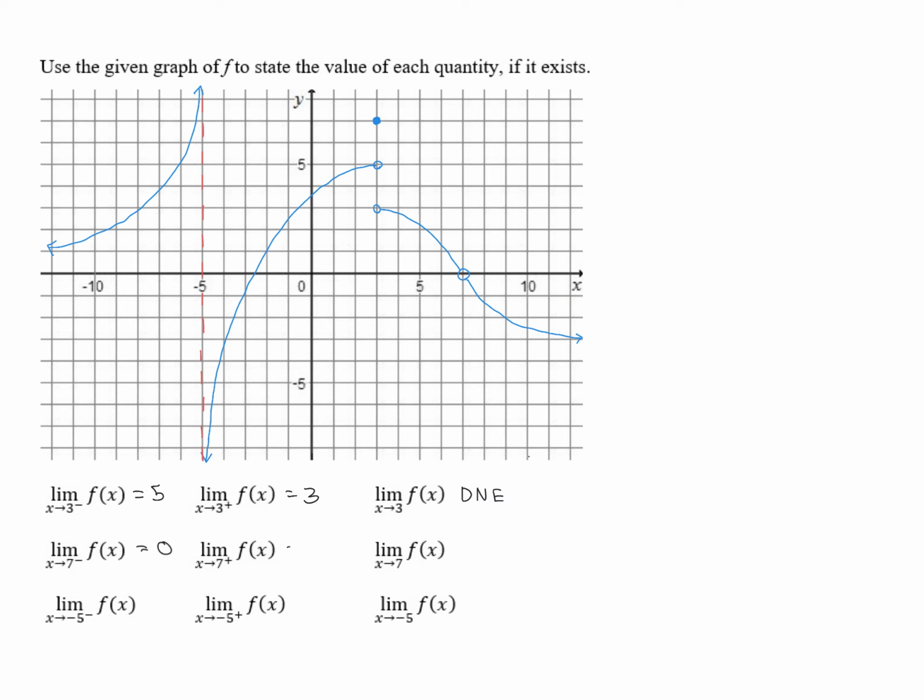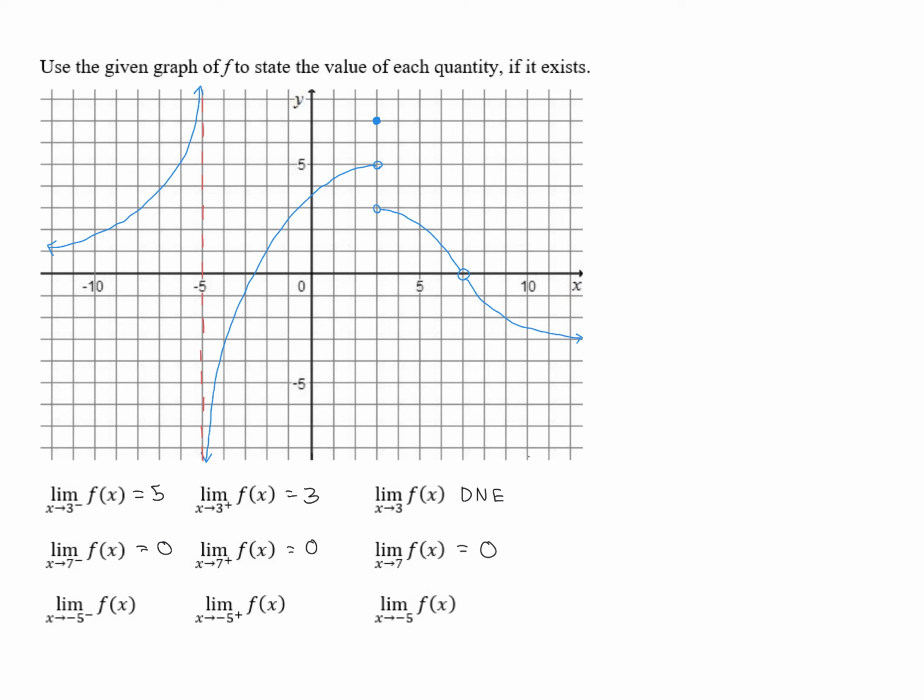And we actually have the same thing on the right. We're approaching from below instead of above, but those y values are getting closer and closer to 0. And because the left and right-handed limits are both defined and equal to each other, that means the two-sided limit is that same number, which is 0.